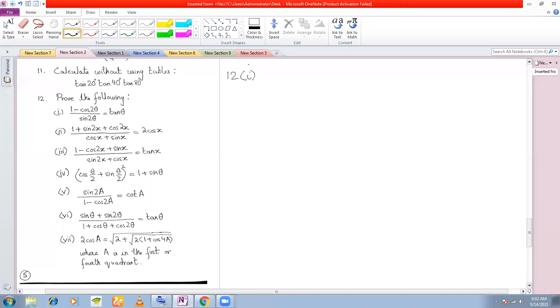The first question here, problem number 12.1, is prove that (1 minus cos 2 theta) by sin 2 theta is equal to tan theta. Now, this is a problem that you will come across very frequently later on also. Okay. So, left hand side is (1 minus cos 2 theta) by sin 2 theta.